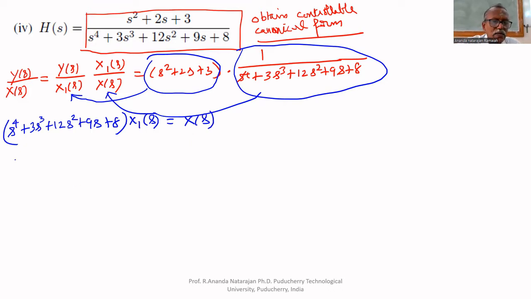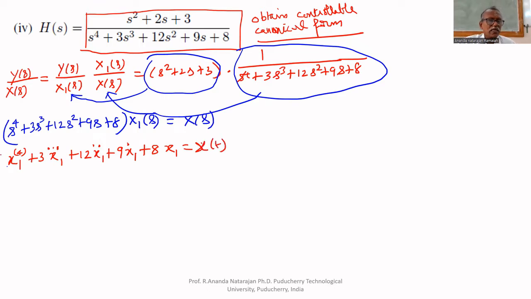Or you can say that X1 of s power 4 means the fourth derivative, plus 3 times the third derivative of X1, plus 12 times the second derivative, plus 9 times the first derivative, plus 8 X1, equal to x of t. That is the fourth derivative of x1 of t, third derivative, second derivative, first derivative, and without any derivative.